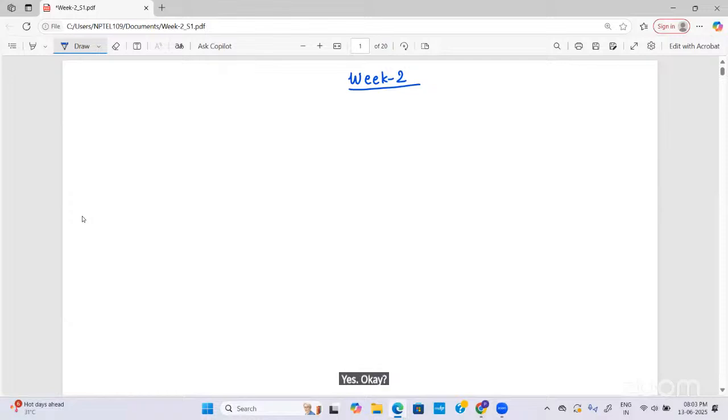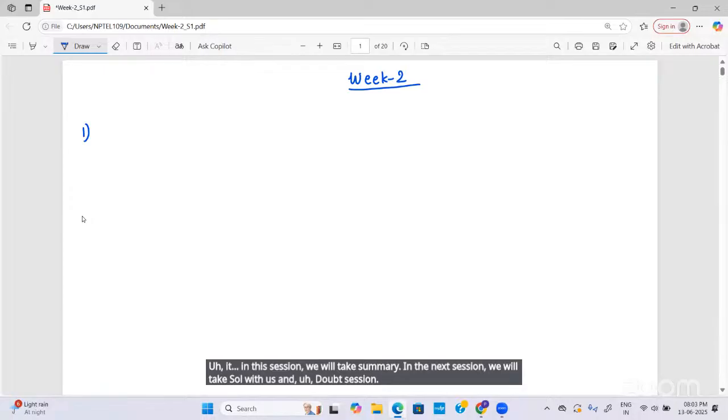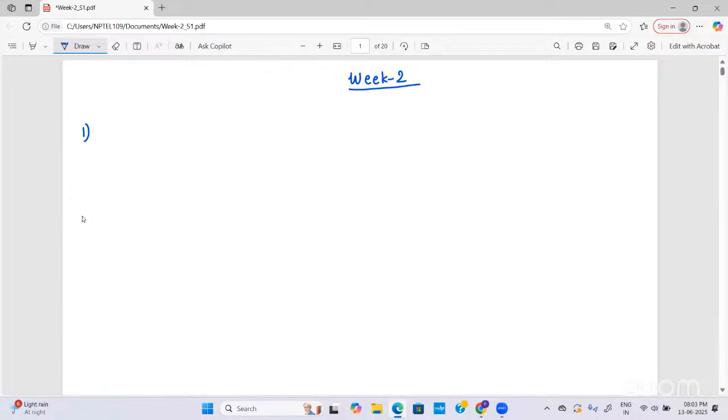Ma'am, can you tell what we're going to do in this session? The questions you will take or just the summary? In this session we will take the summary. In the next session we will have solve with us and a doubt session for week two. Ma'am, can you give the PDF for the summaries? Yes, it will be uploaded on the portal itself. You can find it there.